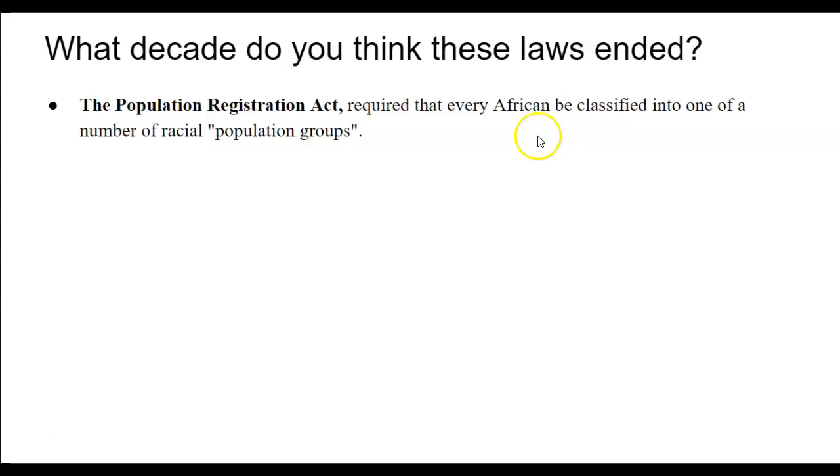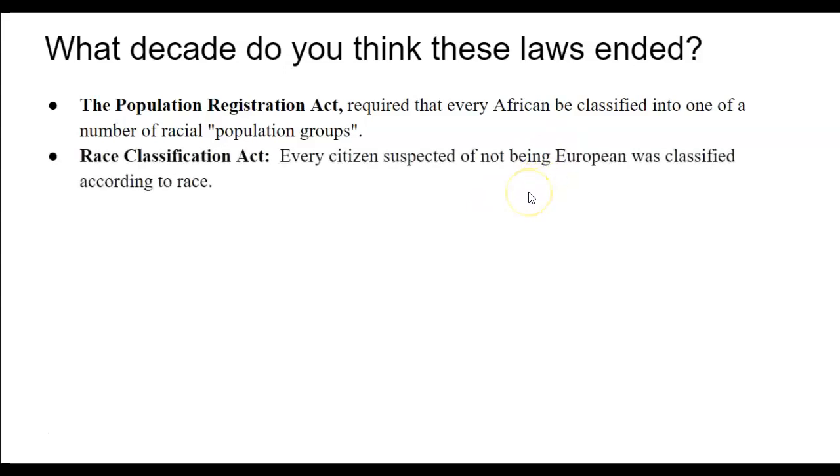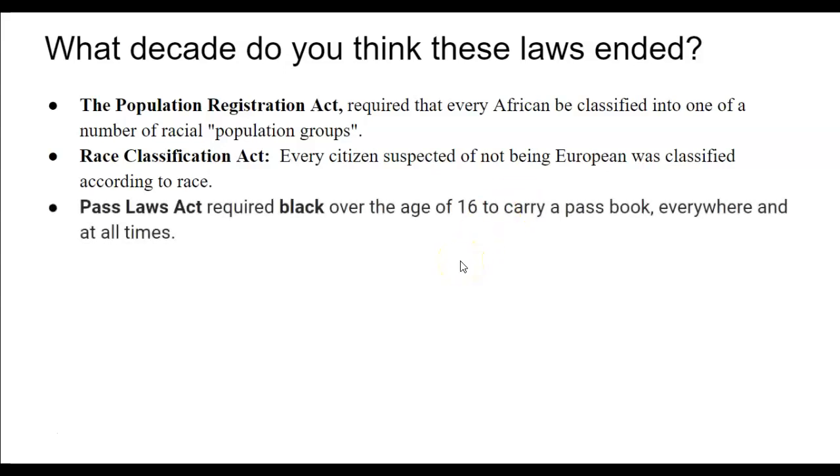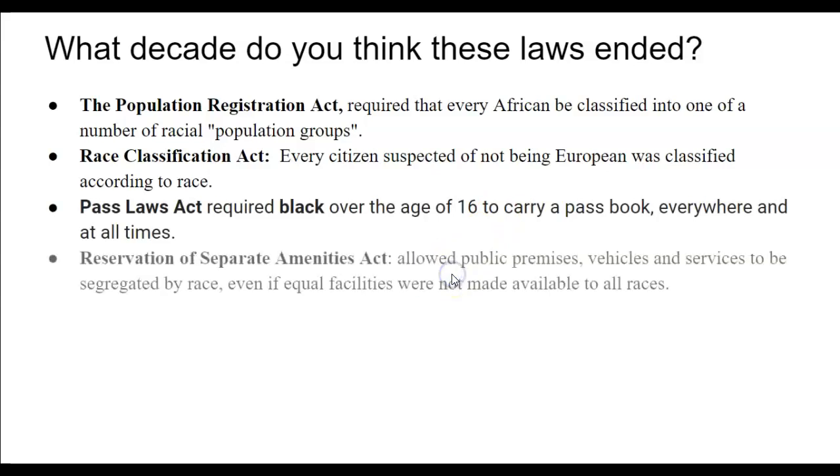Population Registration Act required that every African be classified into one of a number of racial groups. Race Classification Act, every citizen suspected of not being European was classified according to race. Pass Laws Act required blacks over the age of 16 to carry passbooks everywhere at all times. Reservation of Separate Amenities Act allowed public premises, vehicles, and services to be segregated by race, even if equal facilities were not made available. So this would be like separate busing, separate schooling, different drinking fountains, all of that.